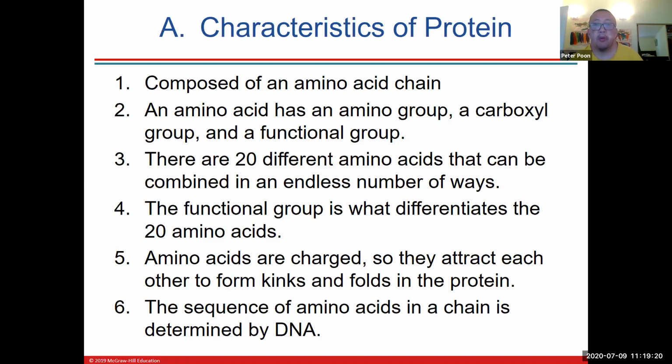Proteins. Proteins are composed of an amino acid chain. An amino acid has an amino group, NH3, a carboxyl group, COOH, and a functional group. The functional group is different for each amino acid and is usually referred to as the R group. There are 20 different amino acids, basically 20 different functional groups.